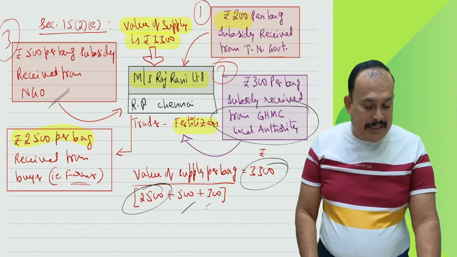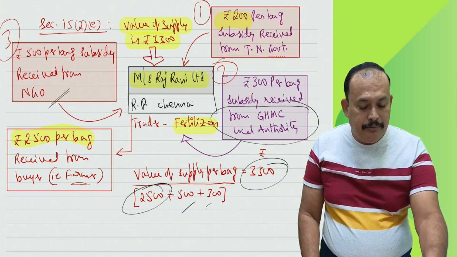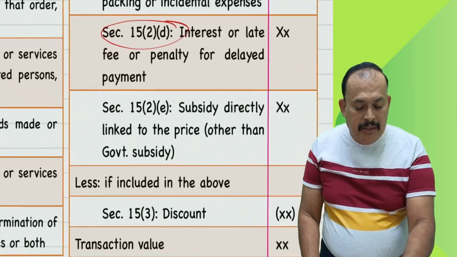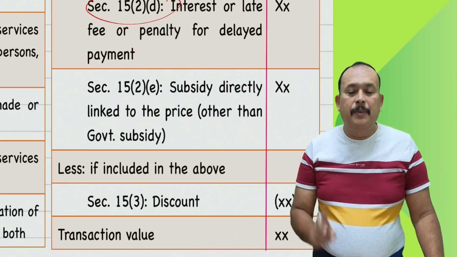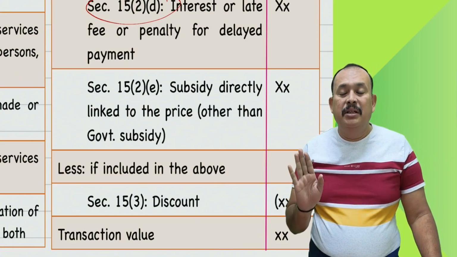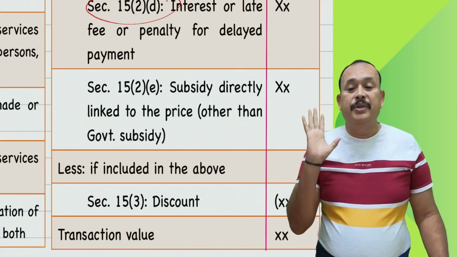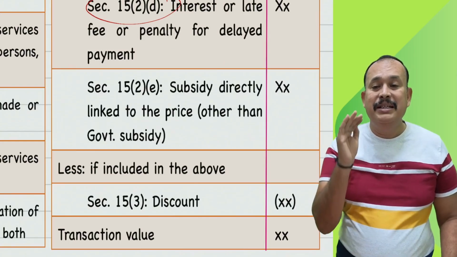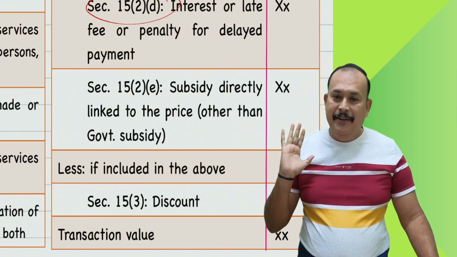So, furthermore, presenting here, come back here, my dear friends. Section 15, subsection 2, clause E. Now we got it. Subsidy directly linked to price is addable in the value of supply except government subsidy. Government means central government and its departments, state government and its departments. Is it clear? Any difficulty, my dear friends?